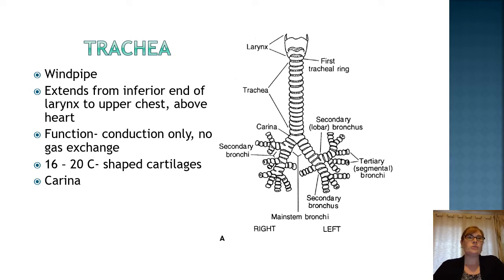So the trachea is known as the windpipe. It extends from the end of the larynx all the way down to about right here, to the branching location. And what we have are C-shaped rings, and those rings are made of hyaline cartilage. So again, this is hyaline.